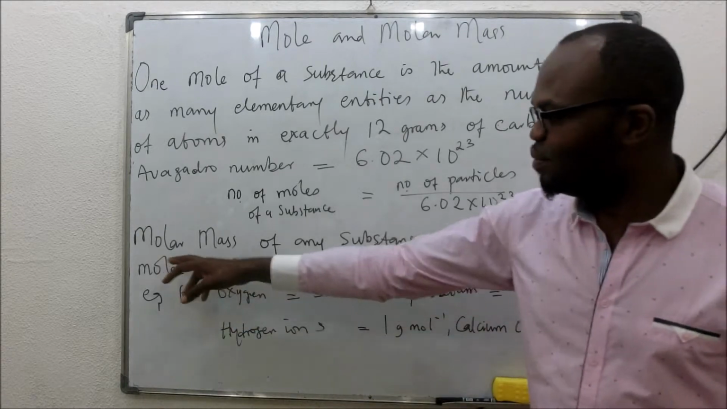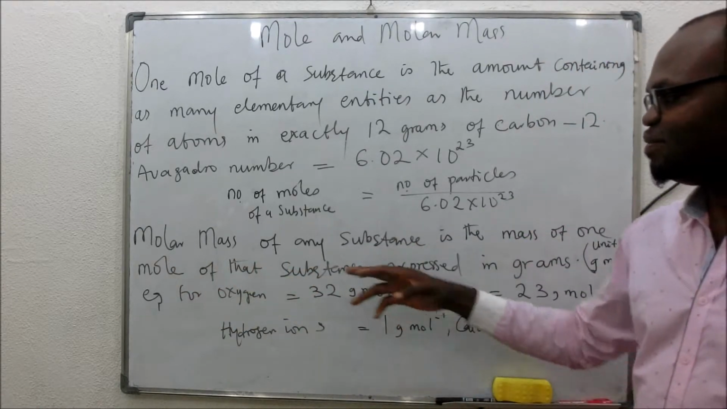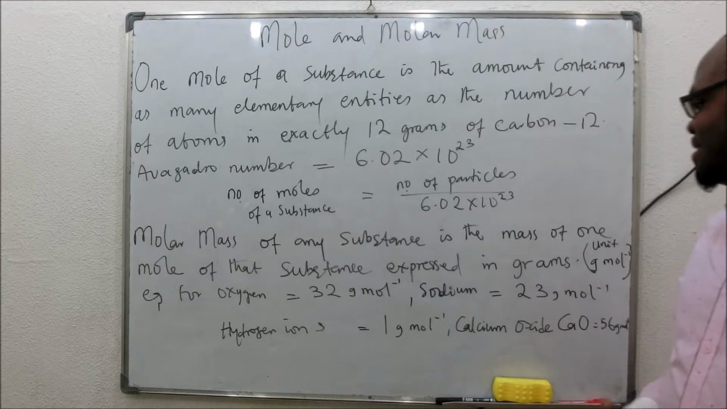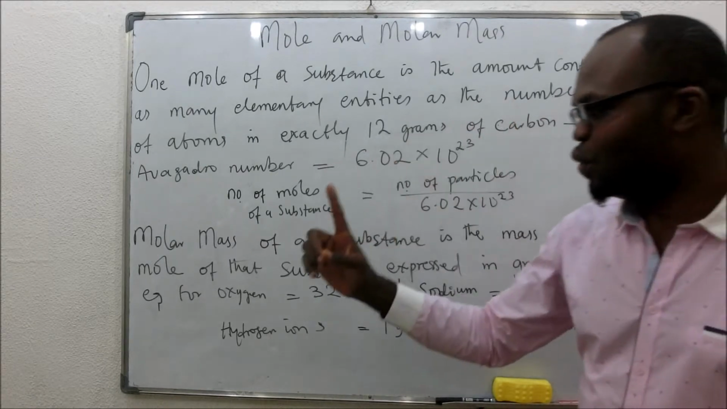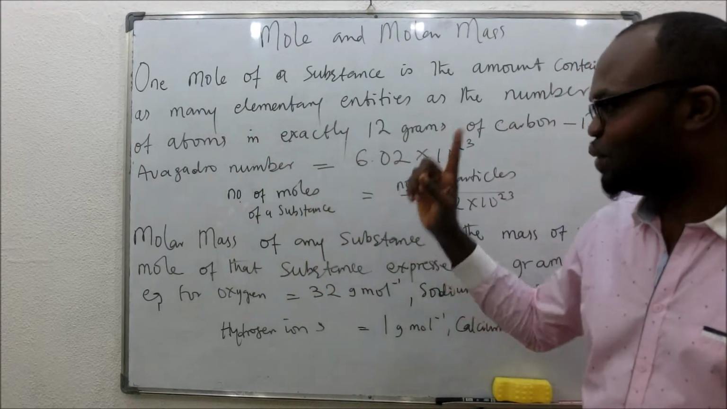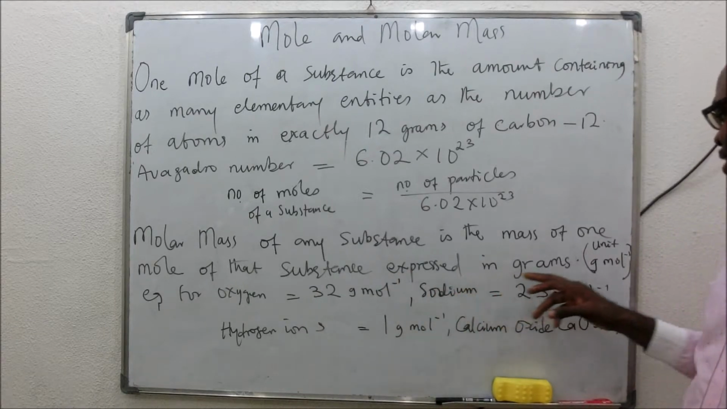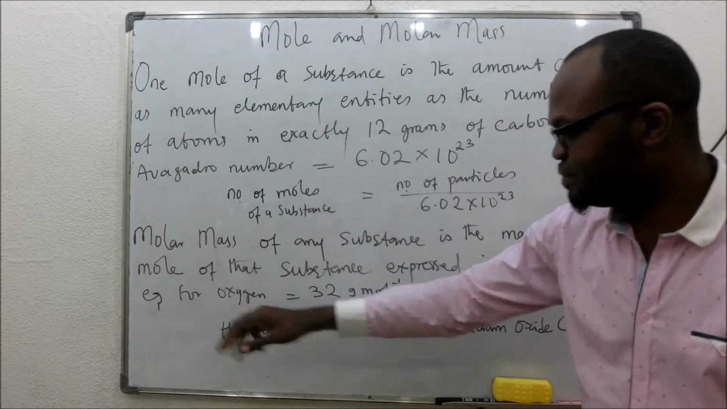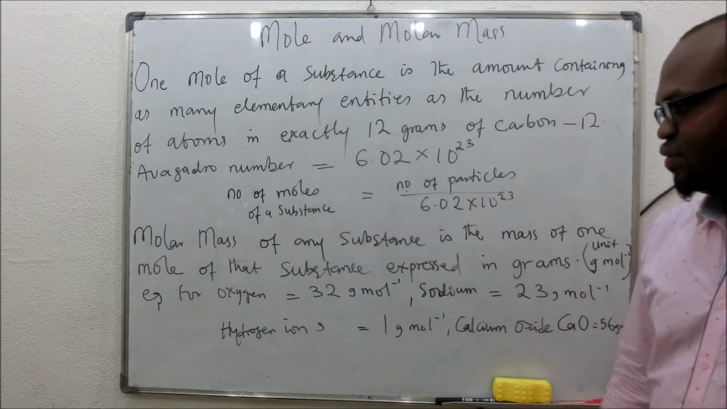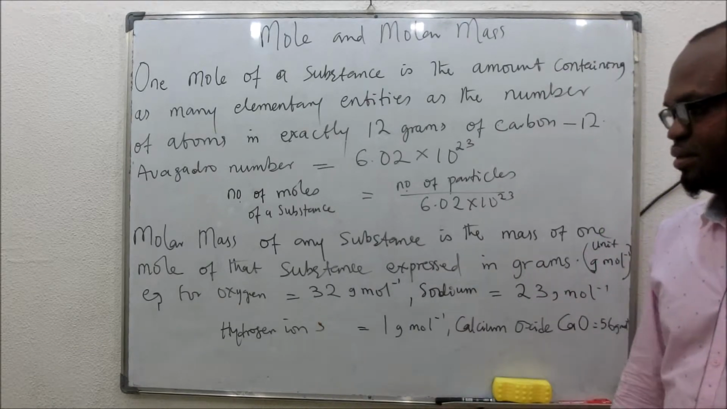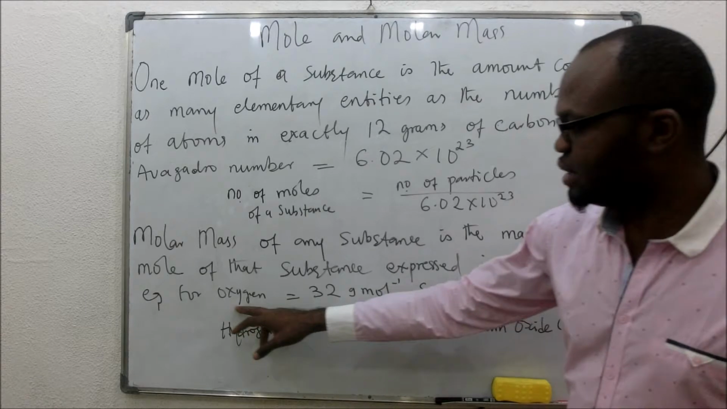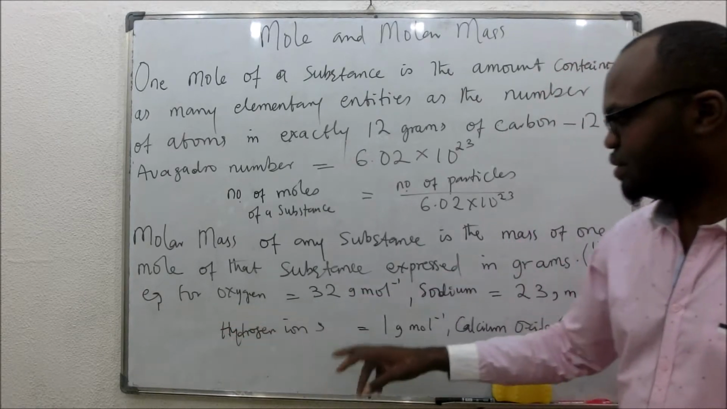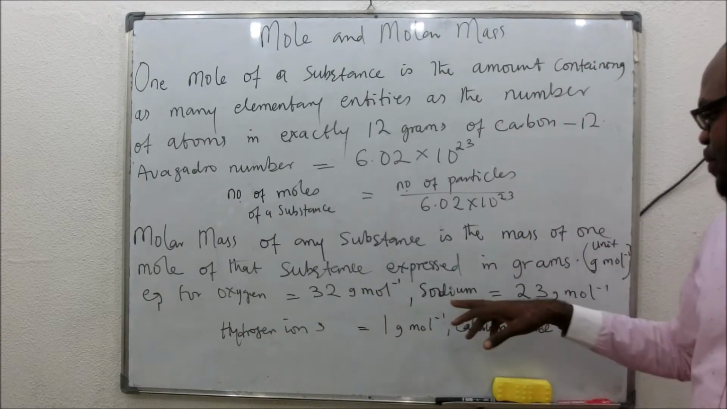Now let's look at the molar mass of any substance. What is molar mass? Molar mass is simply the mass of 1 mole. Mass of 1 mole of that substance expressed in gram. The unit is gram per mole. So for say oxygen, it is 32. That's oxygen molecule is 32 gram per mole.